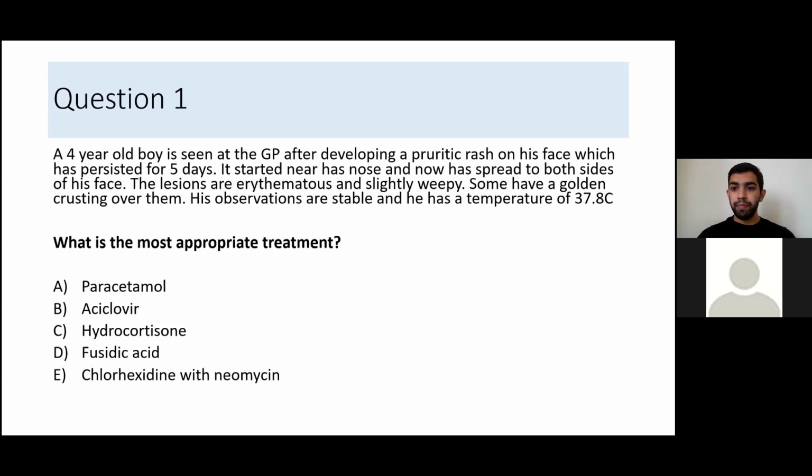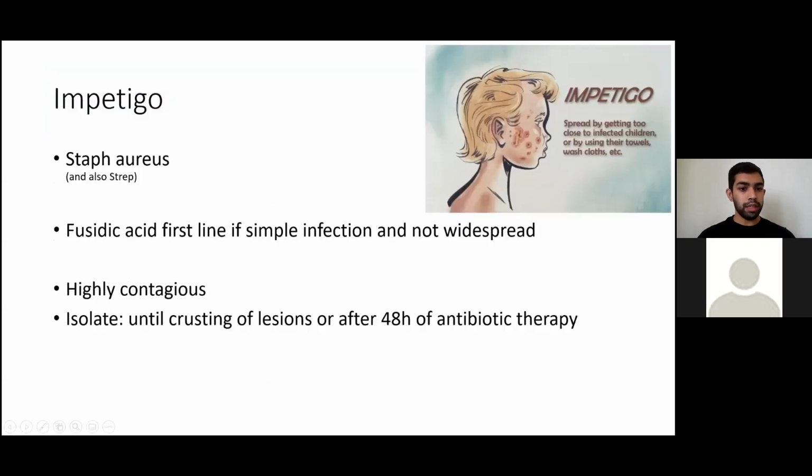So for the most part, most staph infections, if they are simple, can be treated with fusidic acid, which acts similarly to flucloxacillin, but you might also see some doctors giving flucloxacillin as well. Okay, so either fusidic acid or flucloxacillin would be a valid answer.